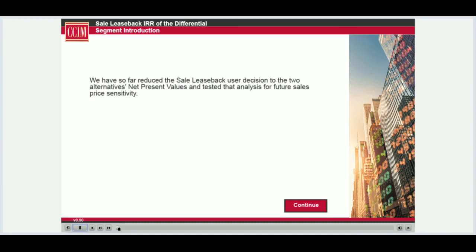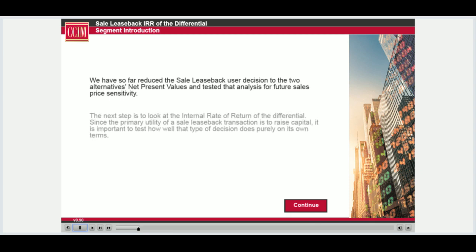Previously, we reduced the user's decision to either continue to own or perform a sale-leaseback to the two alternatives' net present values and tested that analysis for future sales price sensitivity. The next step is to look at the internal rate of return of the differential method to draw additional conclusions. Since the primary purpose of a sale-leaseback transaction is to raise capital, this method can help us to determine how the cost of funds raised by a sale-leaseback compares to other sources of capital.